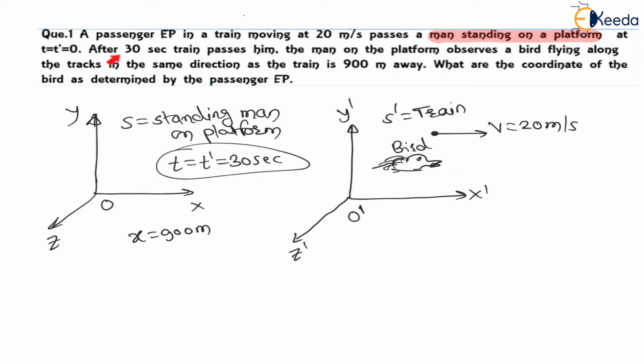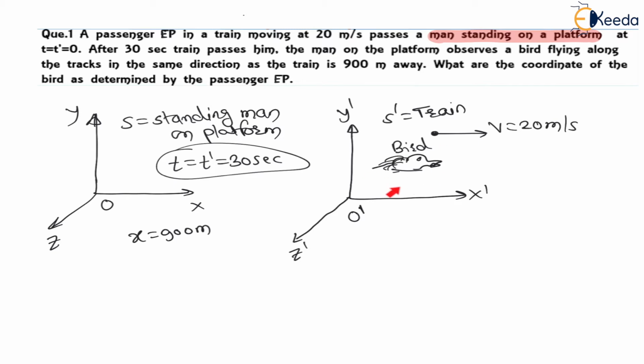See, again read the question. After 30 seconds, the train passes him. The man on the platform observes a bird flying along the track in the same direction as the train, 900 meter away. Means this man in the standing frame observes that the bird is 900 meter away, right? What are the coordinates of the bird as determined by the passenger?